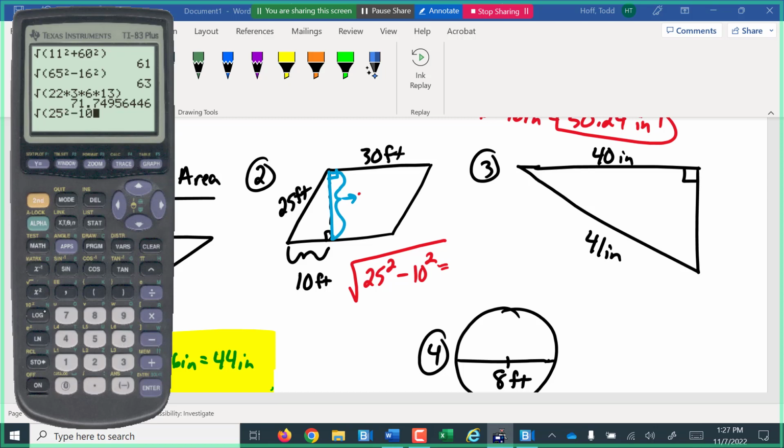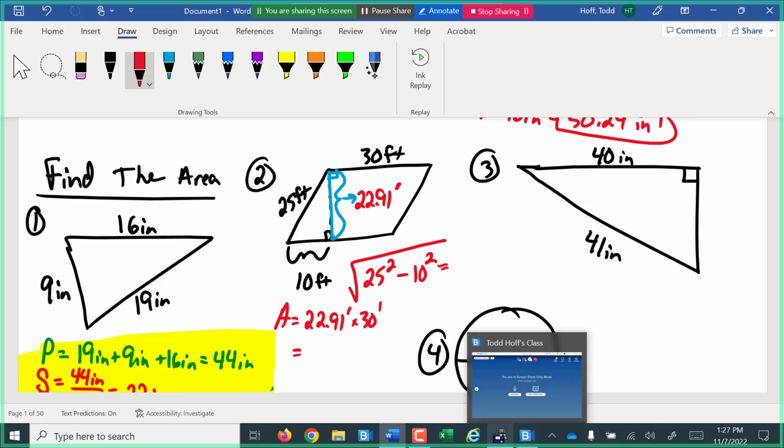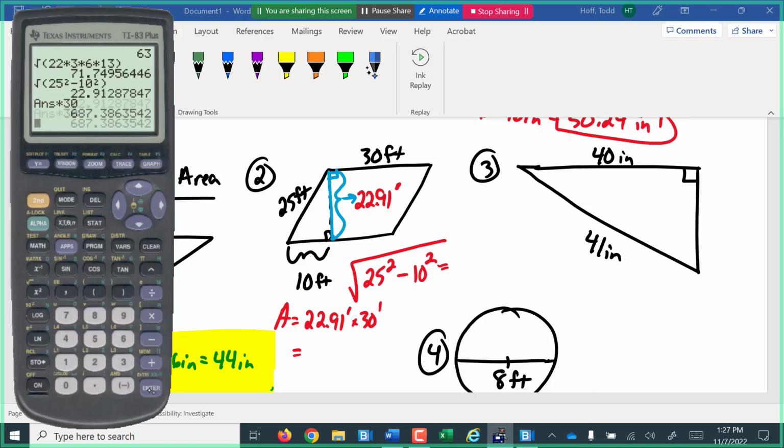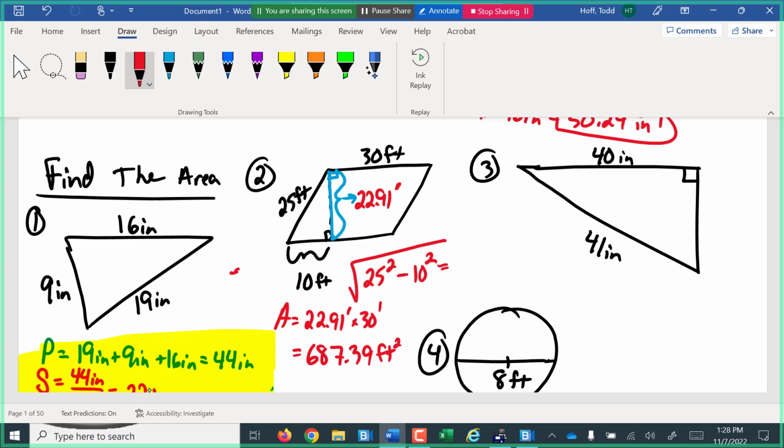It does not come out perfect, does it? 22.91. So then the area is 22.91 feet times 30 feet, giving us... Do I have to divide by 2 here? No, that makes a full rectangle. It's not a triangle. So 687.39 square feet.